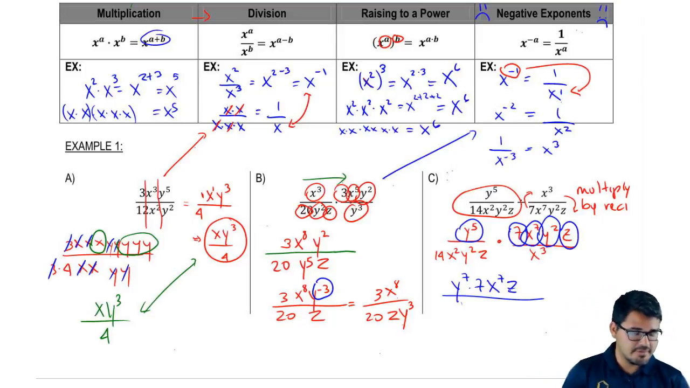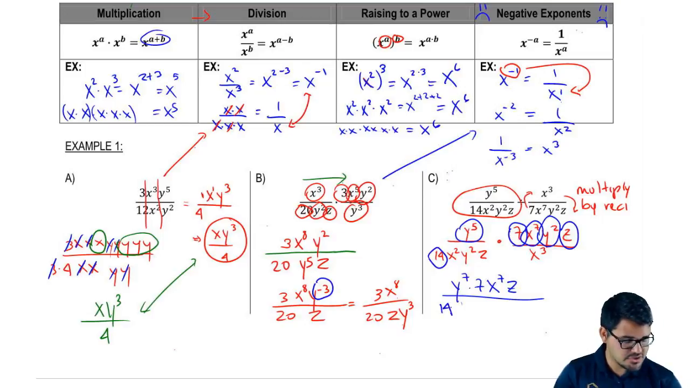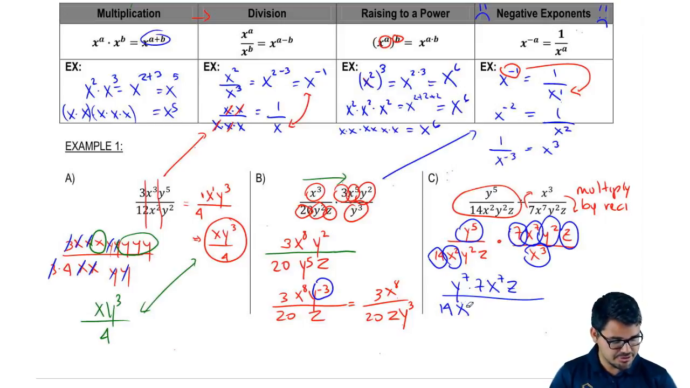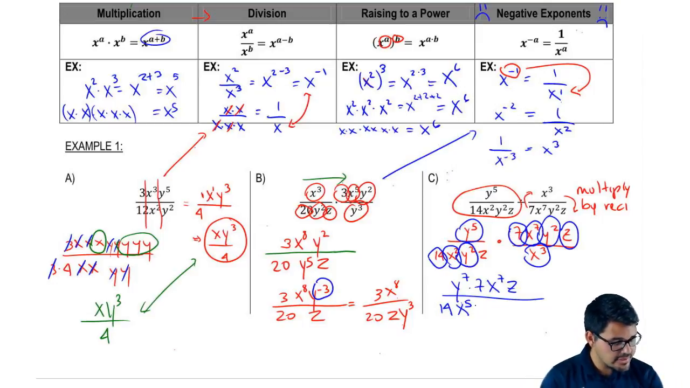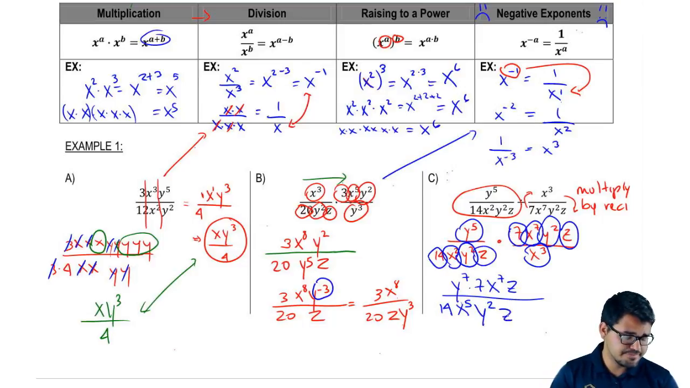Alright, now let's go to the bottom. 14, can he mix with anybody? Nope. Just leave him there. X squared, does he have a buddy? Yeah, he does. X to the 3rd, so x to the 2 plus 3, because you have the 2 and the 3 multiplying. So 2 plus 3 is going to be 5. And now we look at the y's, which are lonely. And now we look at the z's, which is lonely.